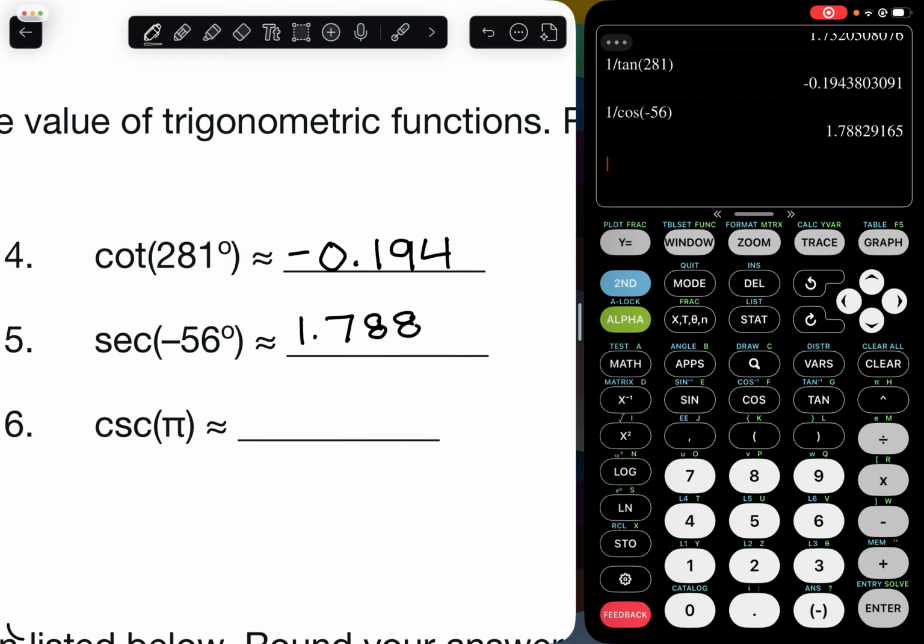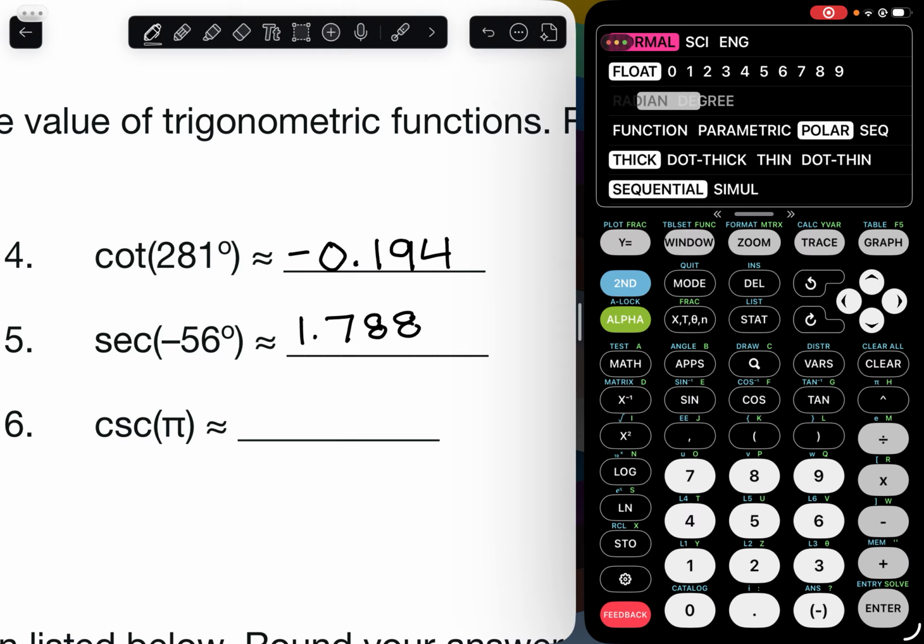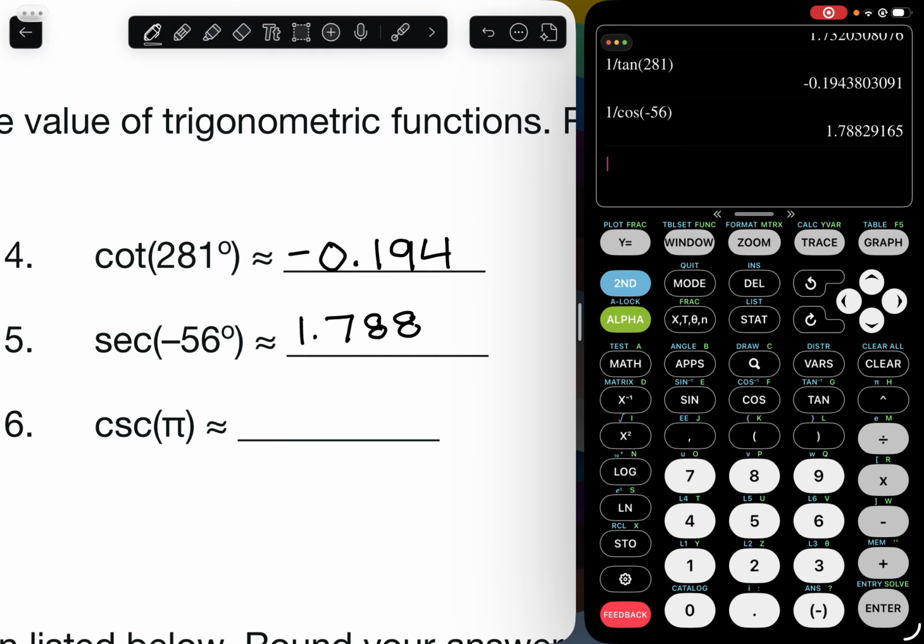Last one is cosecant of pi. I know pi means I'm in radians, so mode, radians. And then cosecant is 1 over sine. So 1 divided by sine. And then pi, I'm going to go second caret button. And you are probably going to see an error. And that is because this guy does not exist.